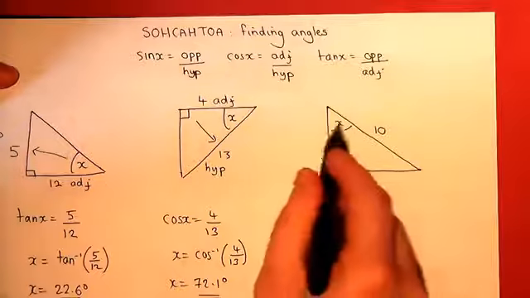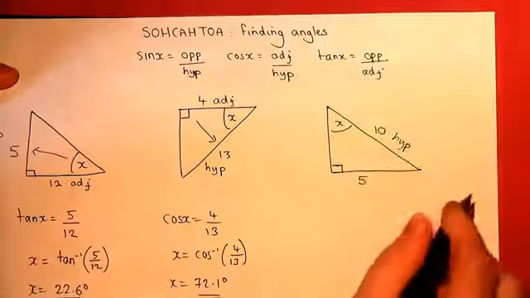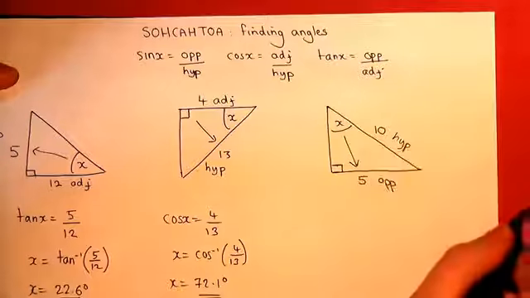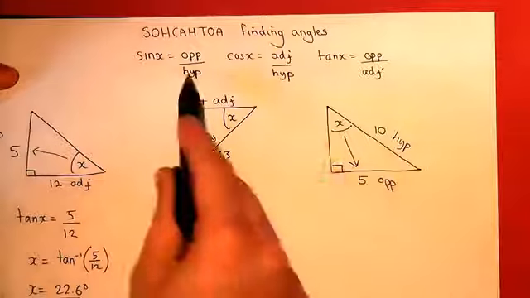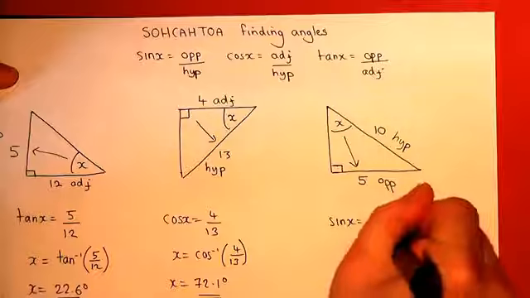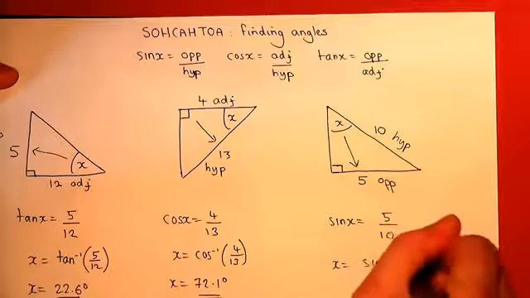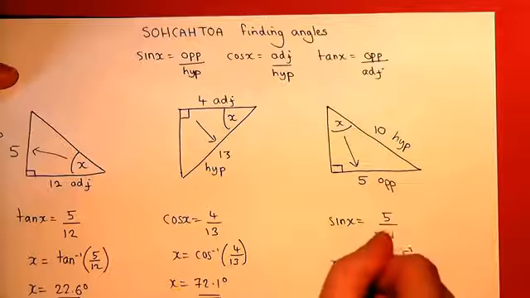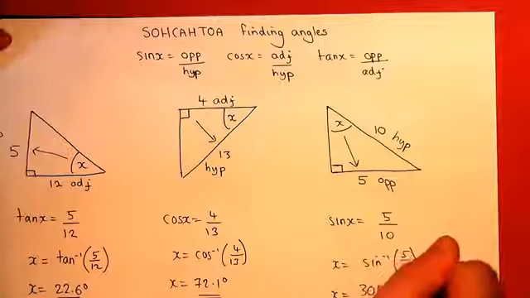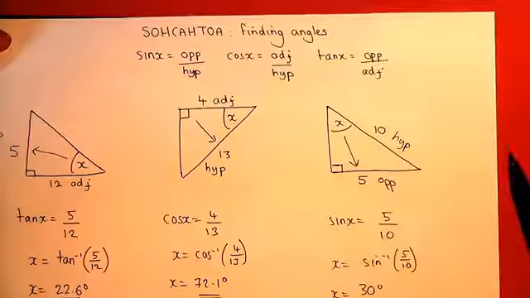So the final one, here's our angle. Now that one there is the hypotenuse, and this side is opposite the angle, so that's the opposite. So opposite hypotenuse, it's the sine equation. So sine of x equals opposite over hypotenuse. So to find x, we do the inverse sine of 5/10, or a half. So we get x equals 30 degrees. So there we go. That is how to use sine, cos and tan to find missing angles.